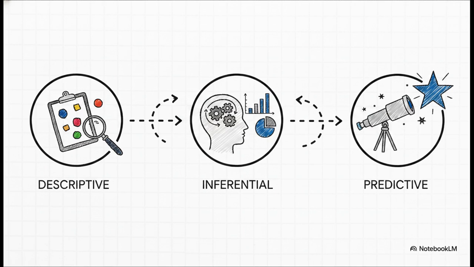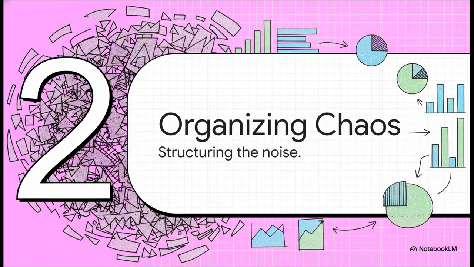First, we have descriptive, which is just summarizing data to see what already happened. Next up is inferential, where we analyze and extract insights to figure out why it happened. And finally, predictive, where we build models for upcoming events to forecast what happens next. So it's describe what happened, infer why, and predict what's next. Easy, right? Moving right along to Section 2, organizing the raw chaos.